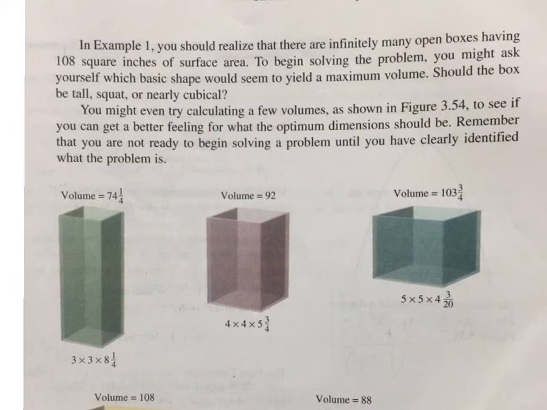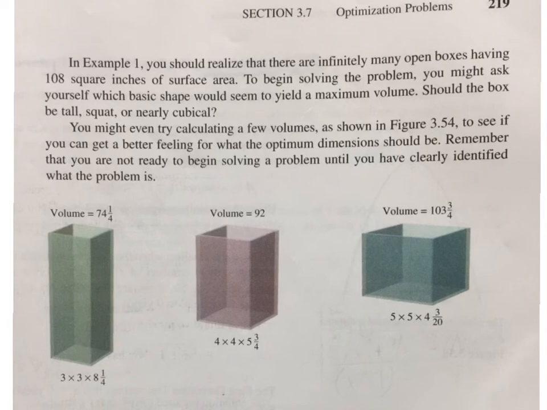Okay, so it says, to begin solving the problem, you might ask yourself, which basic shape would seem to yield a maximum volume? Should the box be tall, squat, or nearly cubical? You might even try calculating a few volumes, as shown in figure 3.54, to see if you can get a better feeling for what the optimum dimensions should be. Remember that you are not ready to begin solving the problem until you have clearly identified what the problem is. That's a great point. You're not ready to solve the problem until you clearly understand what the problem's asking. That's the hardest part.